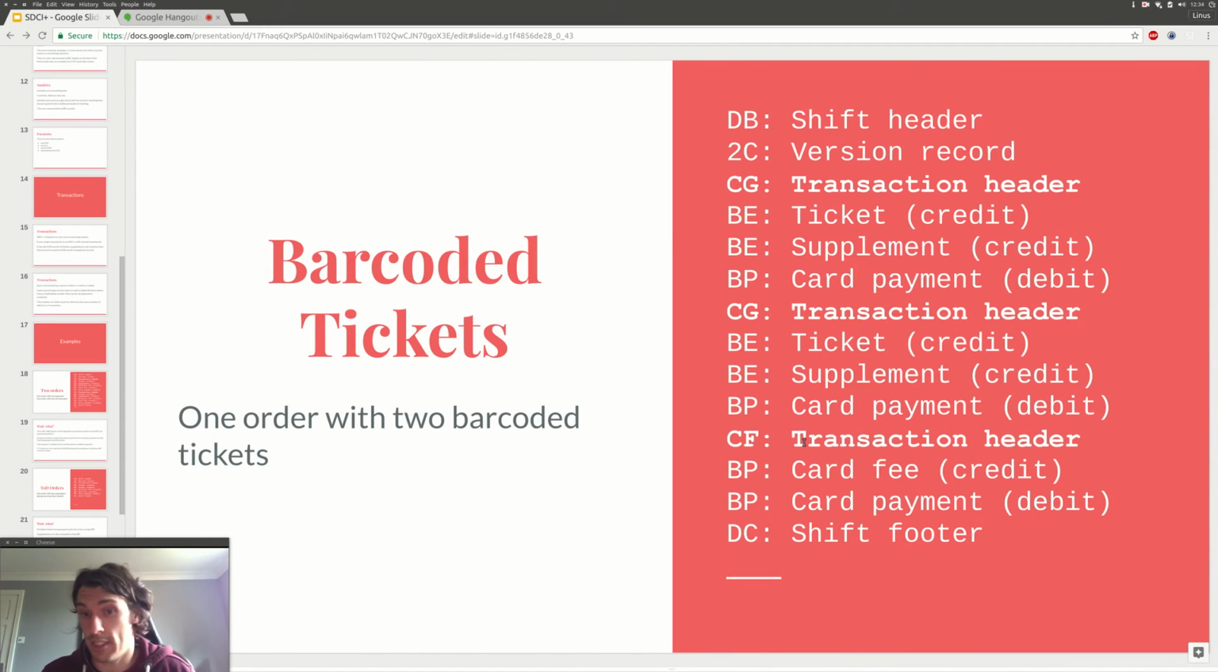But back to the barcode tickets. So this final transaction here, this CF transaction, basically anything else you've retailed needs a home. So if you've got an order with 2 barcode tickets, then you have 2 CG transactions for those barcode tickets. You need an additional CF transaction for the remaining delivery fees, card fees, teddy bears, chocolates, whatever else it is. And yeah, so that's where that goes.